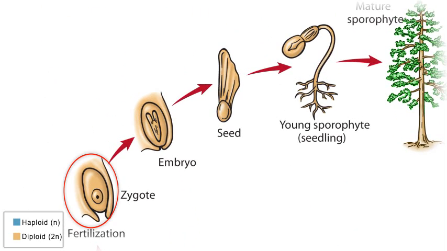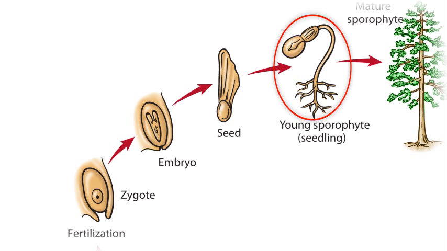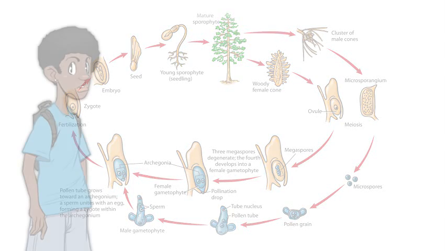The zygote develops into an embryo and a mature seed is produced. The female cone opens, releasing the seeds. When the conditions are favorable, the seed germinates into a new young sporophyte, a pine tree seedling.